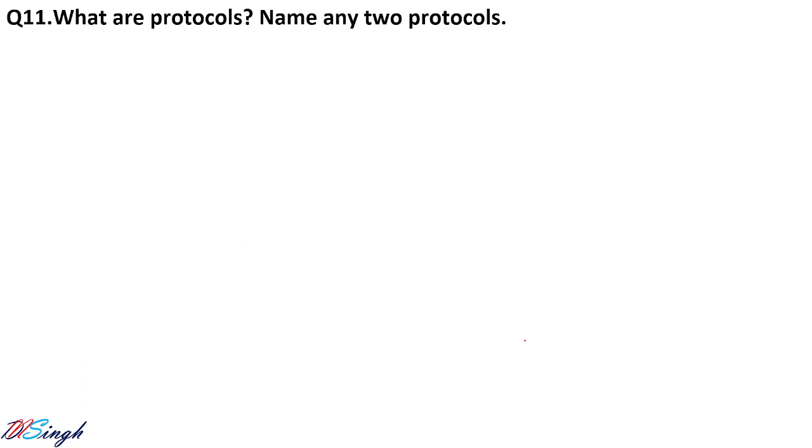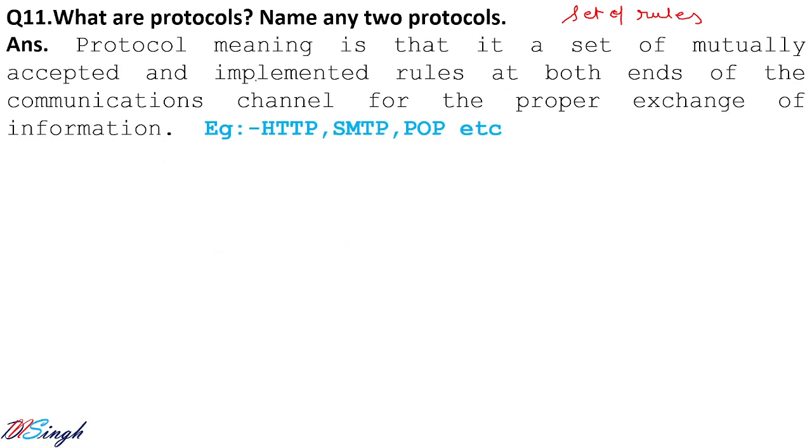What are the protocols? Name any two. So what is protocol? Protocol is nothing but a set of rules. Set of rules for anything. The meaning of protocol is that it is a set of mutually accepted and implemented rules at both the ends of the communication channel for the proper exchange of information.